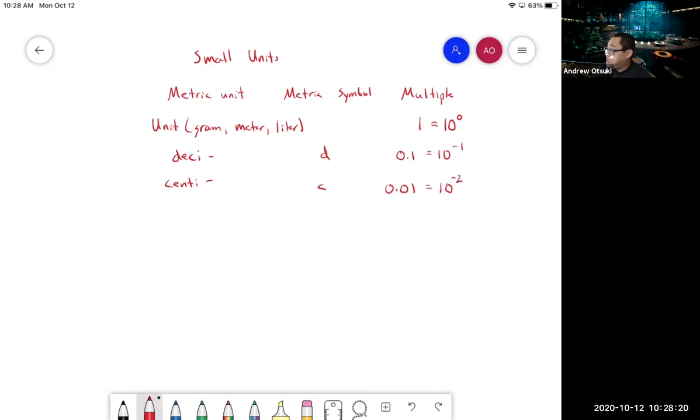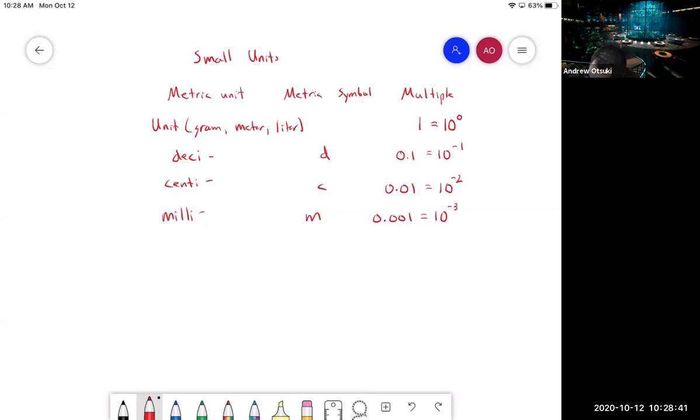Okay, so that's centi. Let's go to milli. Milli, just think of millennium or 1,000 years. So a milli would be 0.001, which equals 10 to the negative 3 power.